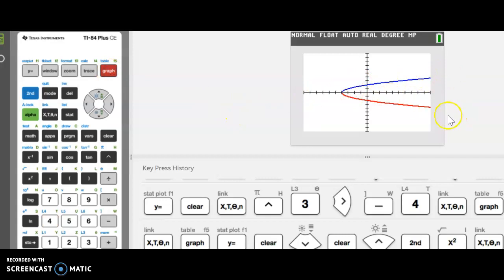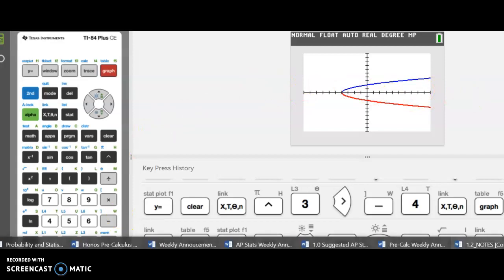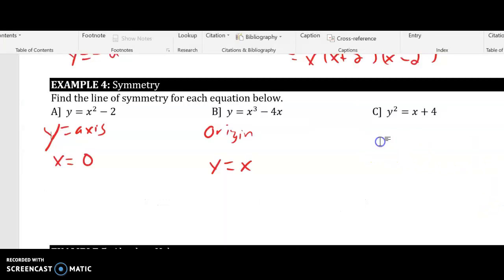So treat the blue and the red as one equation, one graph. Where is it symmetric over? It's symmetric over this. Well, that's symmetric over the x-axis. So it's symmetric over the x-axis. And what is that line? The x-axis is actually y equals 0. Okay, so that's the line of symmetry. You're finding the line that it's symmetric over.